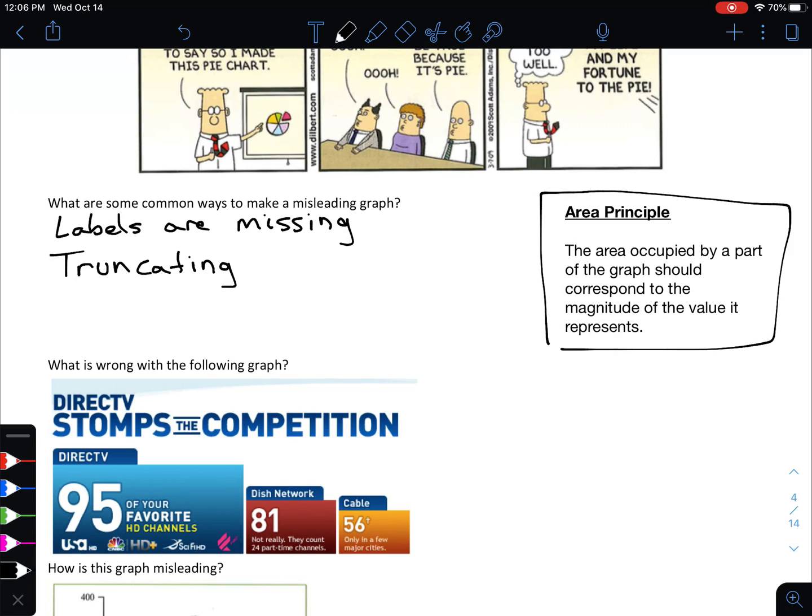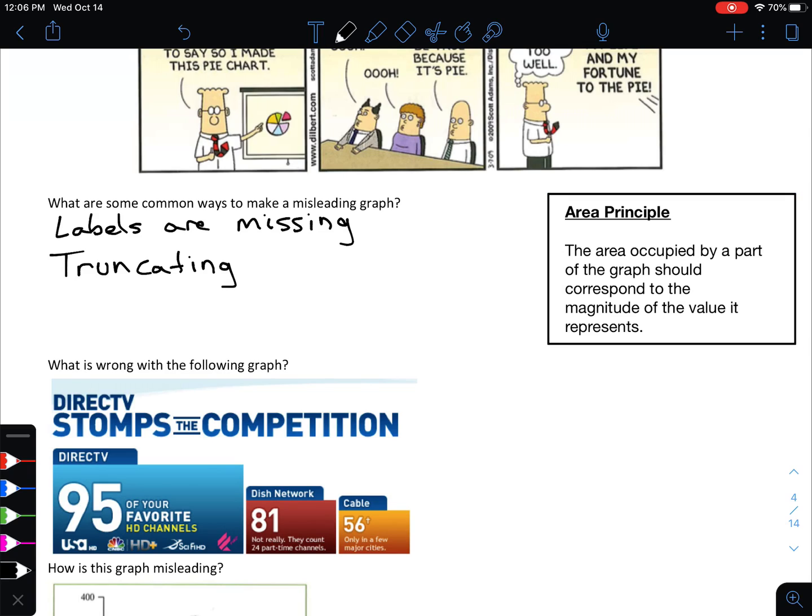The last is anything that violates the area principle, which for your convenience, I've got written for you right over here, which is that the area occupied by a part of the graph should correspond to the magnitude of the value it represents. In other words, it should look the same as the number that it's being created from. And some problems you can run into with the area principle: a lot of times 3D images are going to be a problem, because 3D images deal in terms of volume rather than area, and a lot of times that's going to make the comparison not accurate.